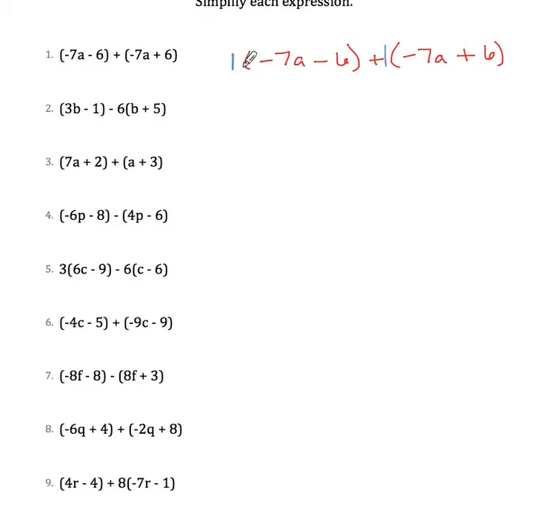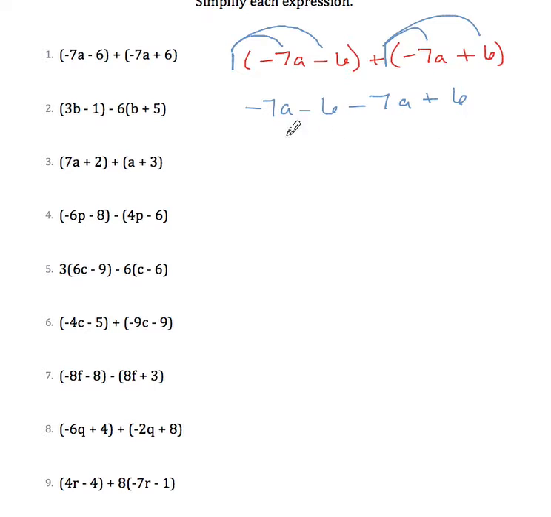So now, to simplify this, I'm going to do 1 times negative 7a, which is negative 7a. I'm going to do 1 times negative 6, which is negative 6. Then I'm going to do 1 times negative 7a, which again is negative 7a, and then 1 times 6, and that's going to give me a positive 6.